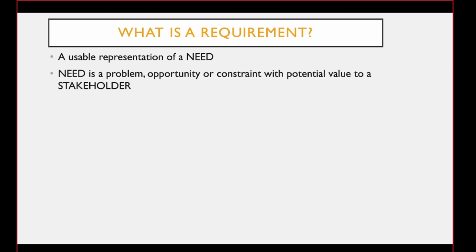A need is a problem, opportunity, or constraint with potential value to a stakeholder. So a need can be a problem. It can be some problem he is facing, or an opportunity to improve, or a constraint. There is something stopping him, but with a potential value. If it is solved, there is a value to the stakeholder. Okay.